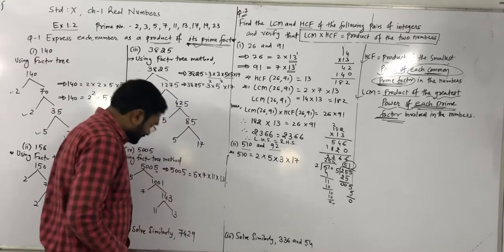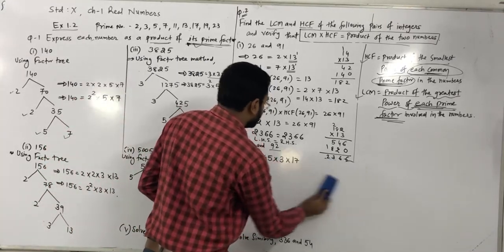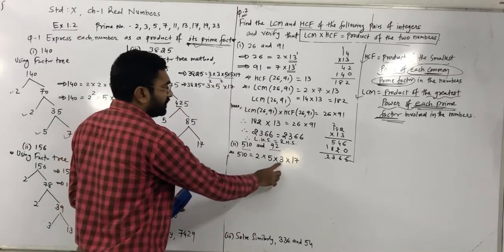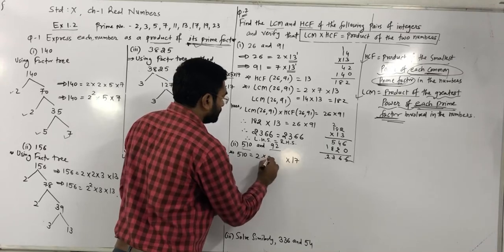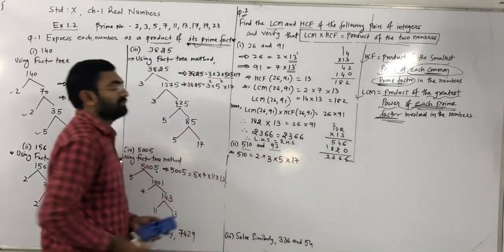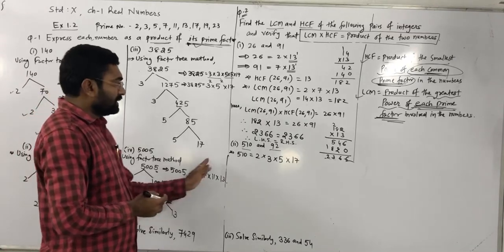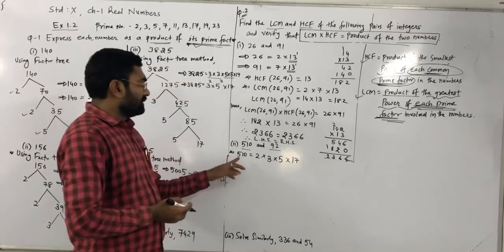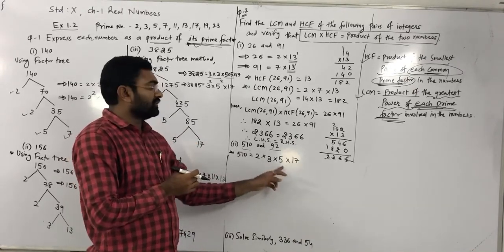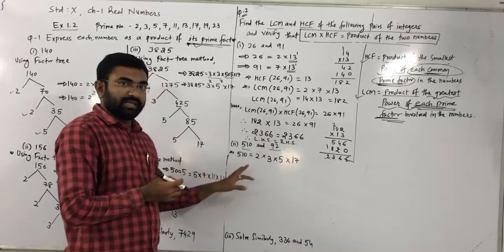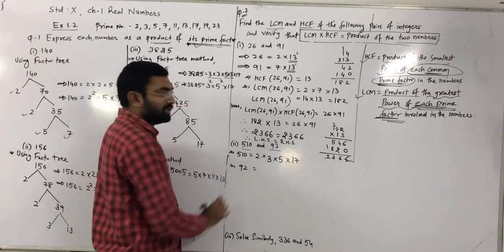So what are the prime factors of 510? 2 into 5 into 3 into 17. We can write it that way also, 3 into 5 into 7. Right? Because as we defined in the fundamental theorem of arithmetic, uniqueness means every composite number's prime factorization is unique. So 5 into 3 or 3 into 5 is the same. Right? Another number, 92, we have to write its prime factors.